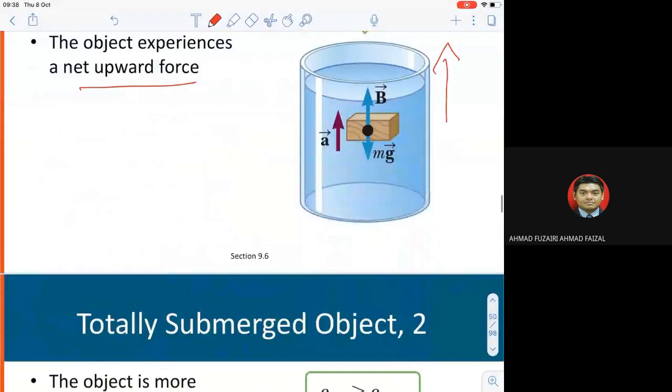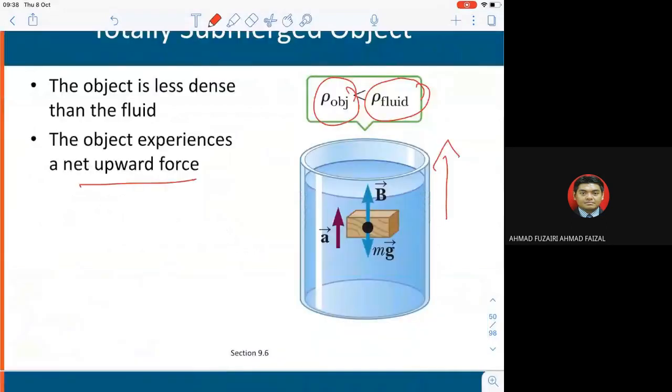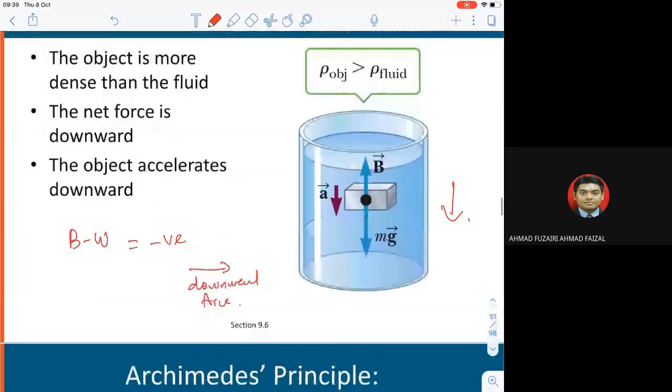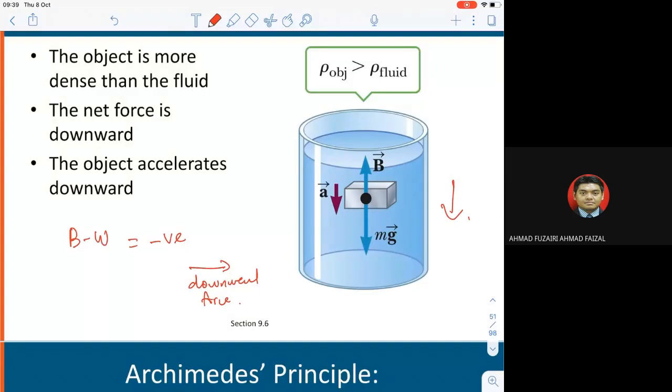So now B minus W will become a positive value, so it will experience a net upward force. But when B minus W becomes negative, the object goes downward. That's all due to the density of the object and also the density of the fluids.